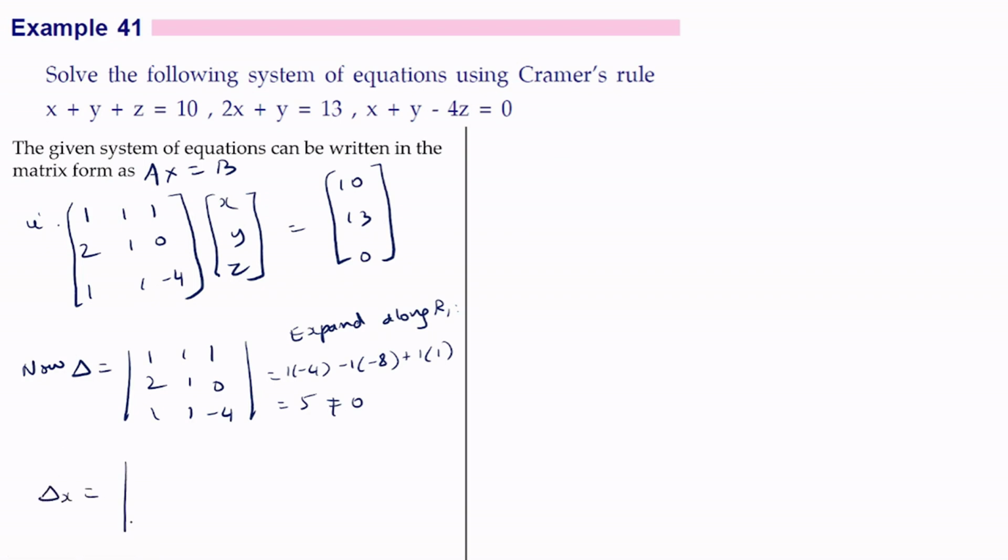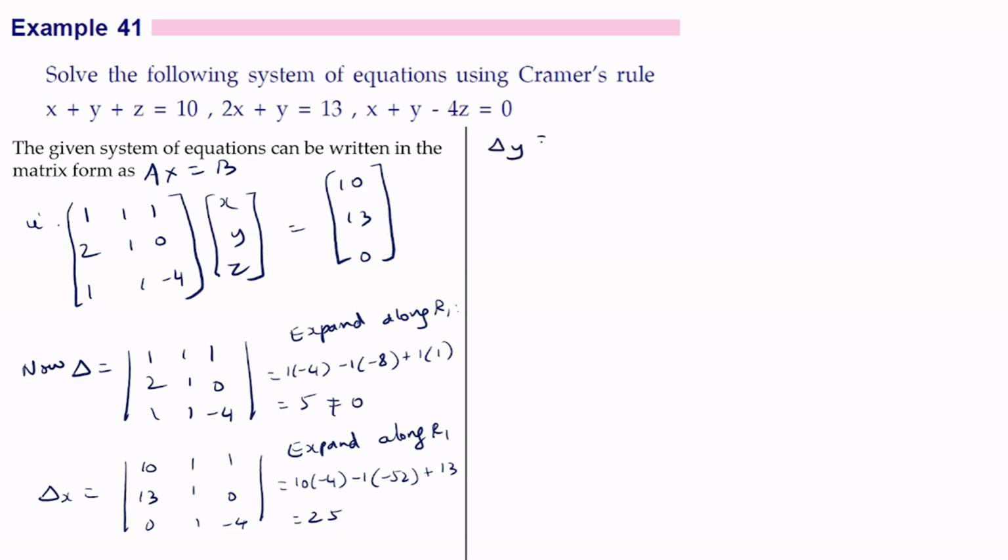Delta x will be, we have to replace the first column with the constants. So it is the determinant of 10, 1, 1, 13, 1, 0, 1, 1, minus 4. Again let us expand along R1. So it is 10 into minus 4 minus 0, minus 1 into minus 52 minus 0, plus 1 into 13 minus 0. So this is 52 minus 40, which is 12, plus 13, which is 25.